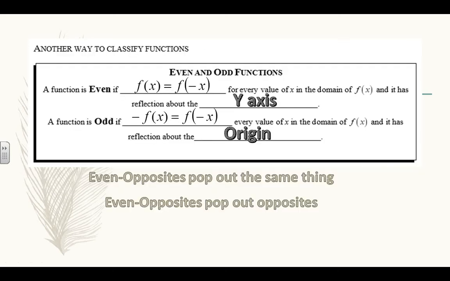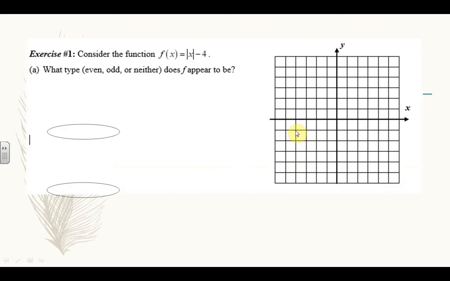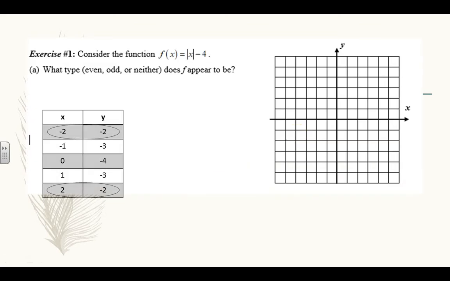Even opposites pop out the same thing. Odd opposites pop out opposites. Odd is easy. They should say odd because it's odd. Okay, so we're trying to decipher if the absolute value of x minus 4 is an even, odd, or neither.